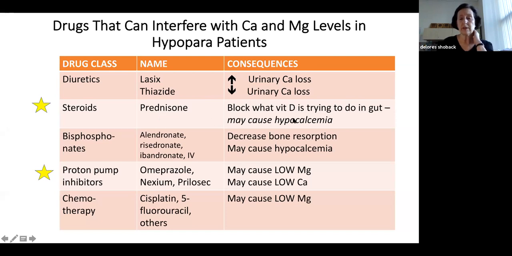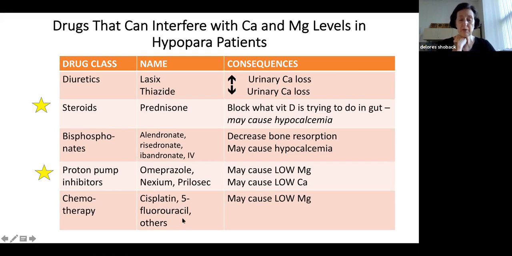Prednisone. Prednisone is going to block some of the actions of vitamin D in the gut and the intestine. So you could become hypocalcemic taking prednisone or steroids. So keep that in mind. And then the bisphosphonates, if you have osteoporosis and they want to give you a bisphosphonate for that, it may cause hypocalcemia, and particularly if it's an IV bisphosphonate, okay? And then the proton pump inhibitors, you can get both a low magnesium and a low calcium from them because they change the acid in the stomach and they change the absorption of these very important calcium and magnesium.